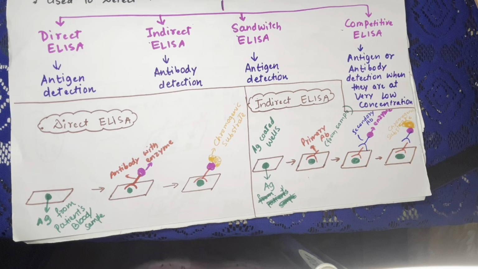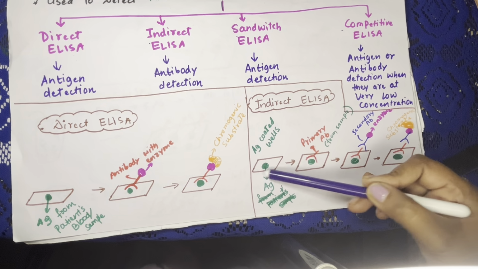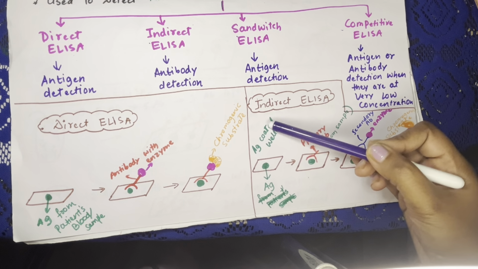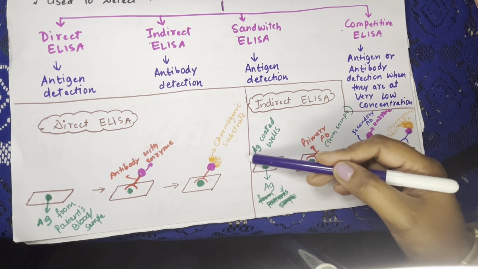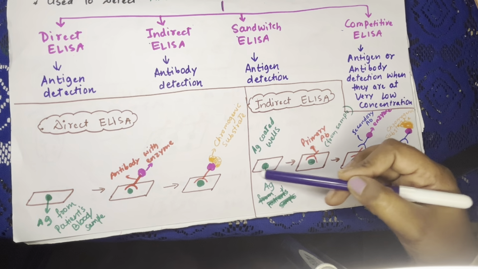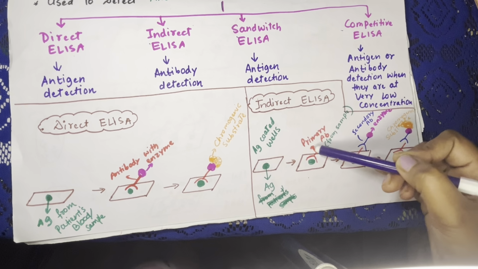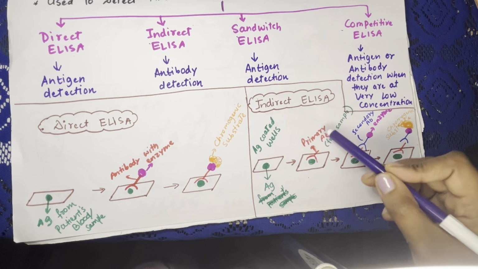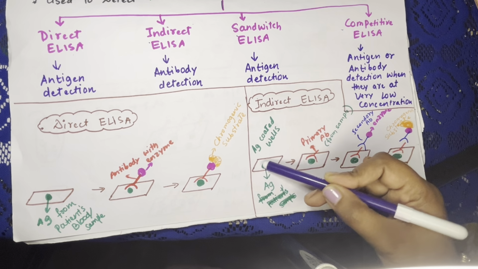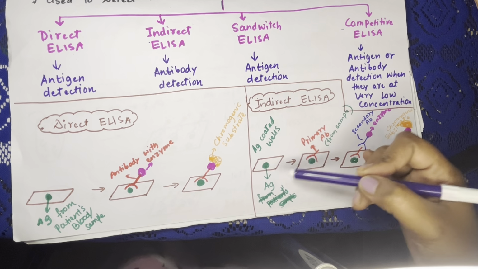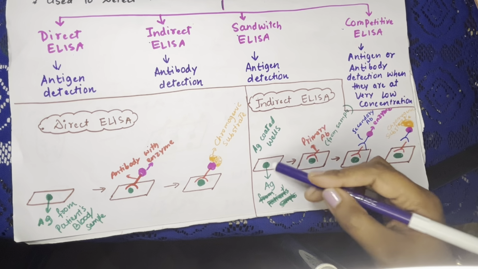Now in order to perform indirect ELISA, first we will take antigen coated wells. Here the antigen is not coming from the patient sample. Already the antigen was coated in the wells. Then what will we add? We will add the patient sample. If the patient sample has that antibody, then only it will bind with the antigen which was already present in the well. Ready-made wells are used here, where antigens were already coated.